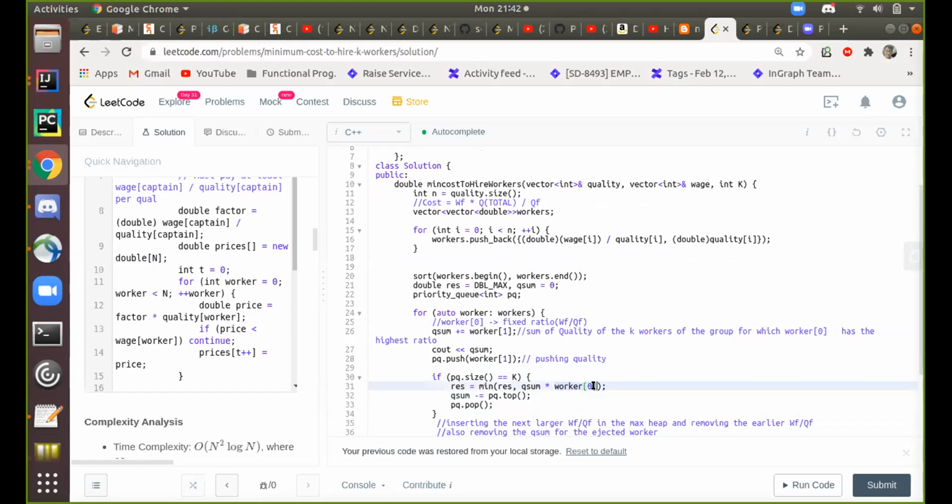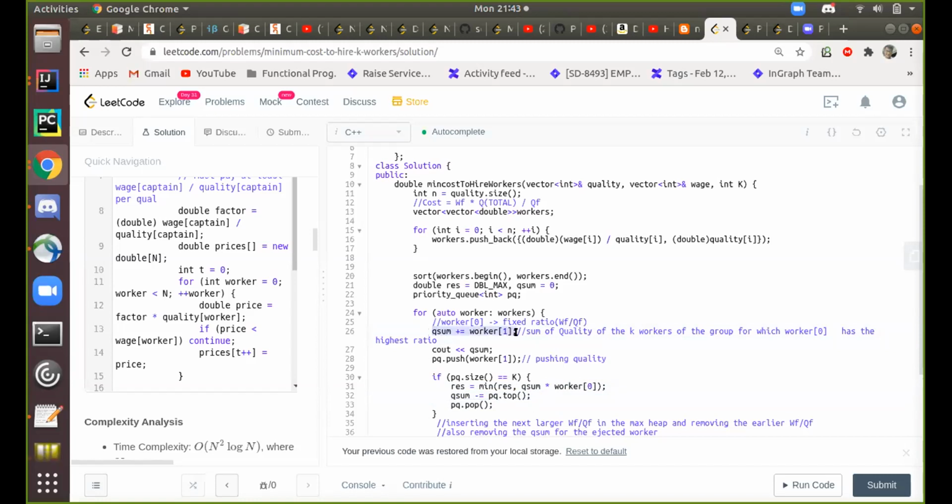So this worker of 0 is the ratio, basically, that is WF by QF, the fixed ratio. You're right, that's the ratio, correct? Yeah. So I find my answer as soon as my heap size becomes k, and the next thing I do is I pop that also, because I also have to iterate over the rest of the array of workers. So I pop that particular ratio, and I also remove that from this q sum, that heap. So Santosh, you were right. I think I'm maintaining a heap of quality only. Yeah, you're maintaining a heap also.